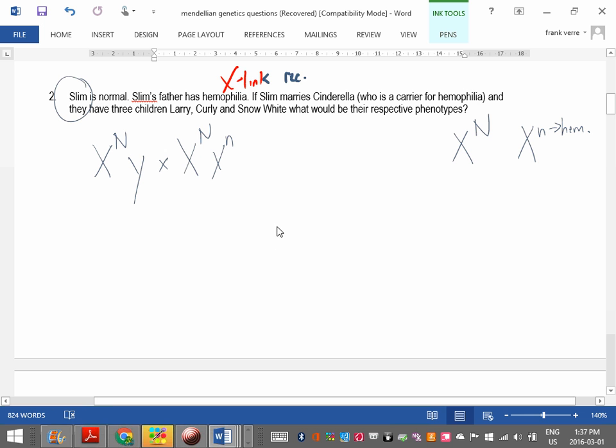Okay, so same thing here. So they have 3 children, Larry, Curly, and Snow White. What would be their respective phenotype? Well, we don't know what they are. We can make a guess.